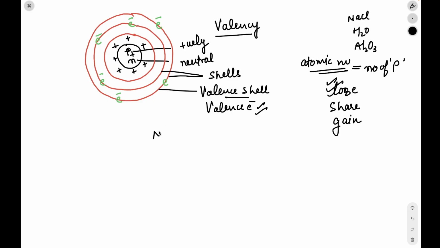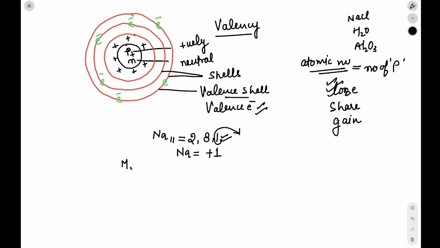For example, sodium. Sodium has atomic number 11 and its electronic configuration will be 2, 8, 1. So there is one valence electron in its valence shell. To get stability, sodium tends to lose its valence electron, that is 1. Because it loses an electron, sodium will get a plus charge. So its valency will be 1.